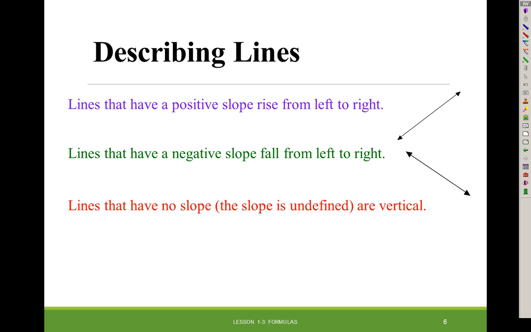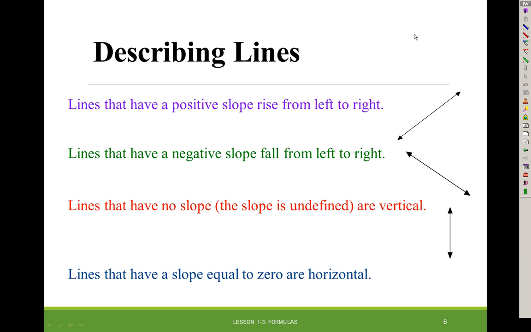If you get a 0 in the denominator when your x values are the same, it's undefined. There is no slope there. It's a vertical line. It has infinite slope, and we can't define infinity. So undefined is a vertical line. And if your slope is 0, that's a horizontal line. When the 0 is in the numerator, it's 0. When the 0 is in the bottom, in the denominator, it's vertical. It's undefined slope.